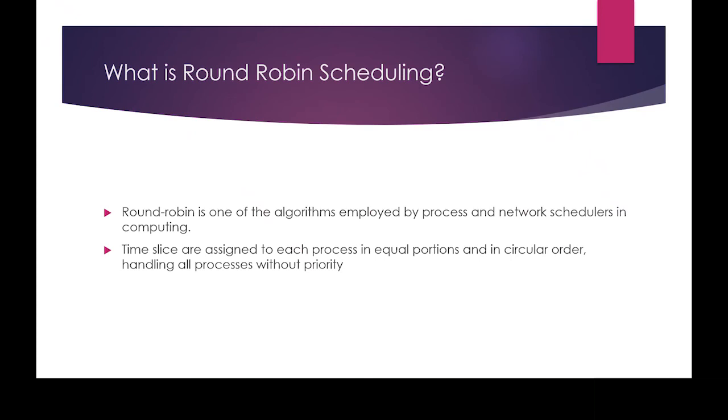First off, what is round robin scheduling? A round robin is one of the algorithms employed by process and network schedulers in computing. Time slices are assigned to each process in equal portions and in circular order, handling all processes without priority.